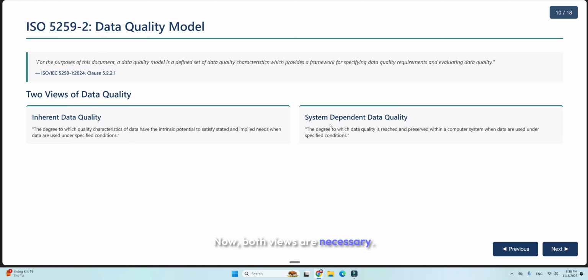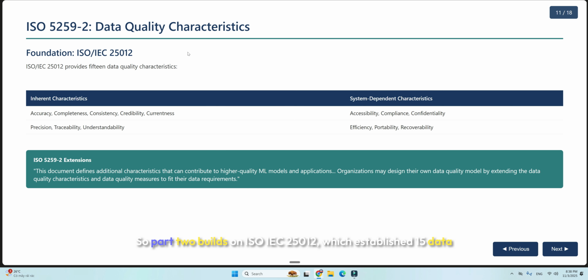Now, both views are necessary. You can have inherently high quality data that's poorly managed in your systems, or well-managed systems working with inherently poor data. You need both. So part 2 builds on ISO IEC 25012, which established 15 data quality characteristics for general software engineering. These 15 characteristics are divided into inherent and system-dependent categories.